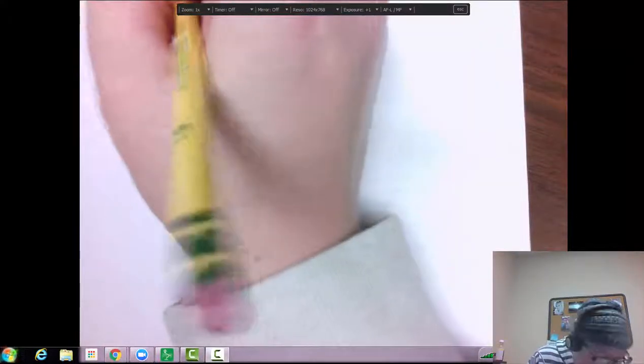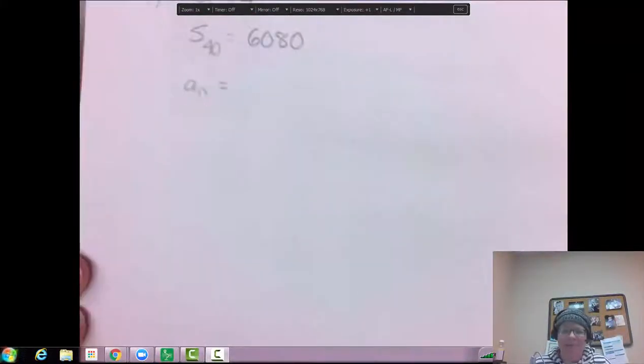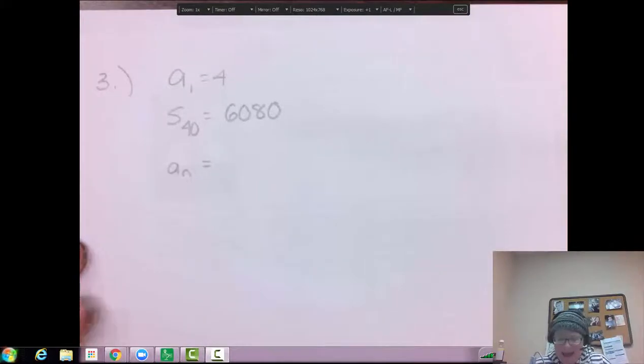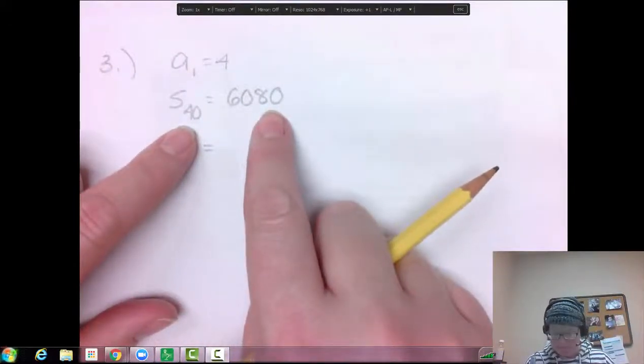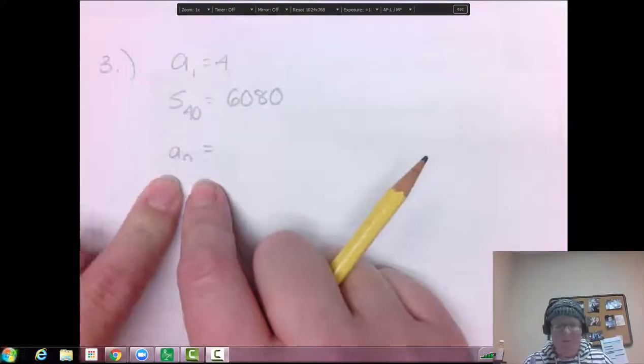Let's see. I thought there was one more I wanted to make sure I showed you. All right, this is my third one with the symbol. What if I just have a to the 1 is 4, and I know s to the 40 is 6,080. What is the nth term? What number did I go up to? So here's what I'm given. a to the 1, our first term, is 4. Our 40th term is 6,080. What was that nth term?